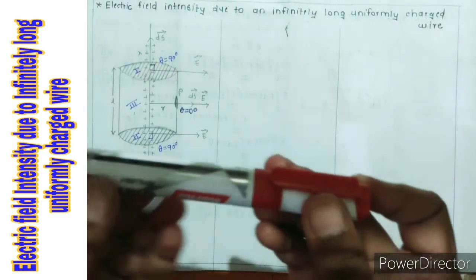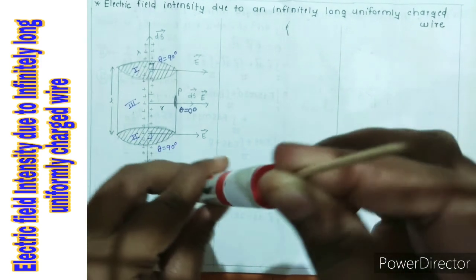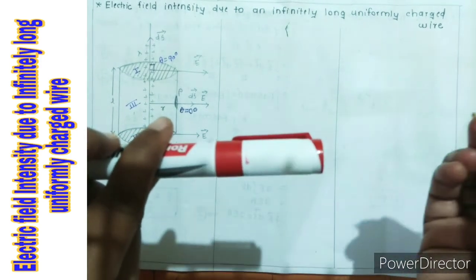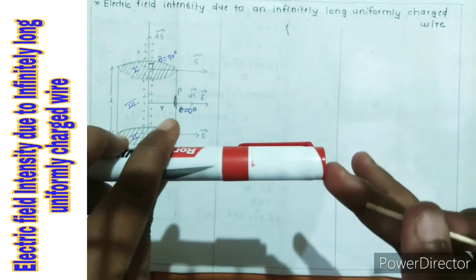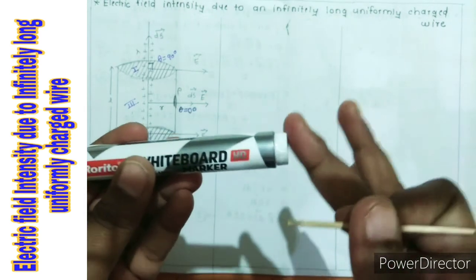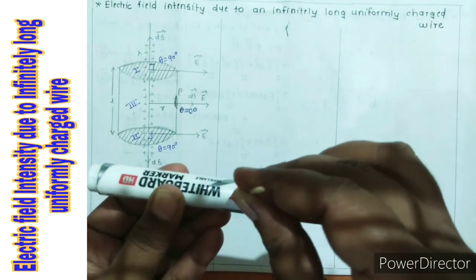This is a cylindrical shape, and if I want to draw the area vector to this region, it will be like this. This is the area vector radially outward, perpendicular to the surface. Here also the outward perpendicular to the surface, and for the curved region it will be like this. Fine. So this is our cylinder.